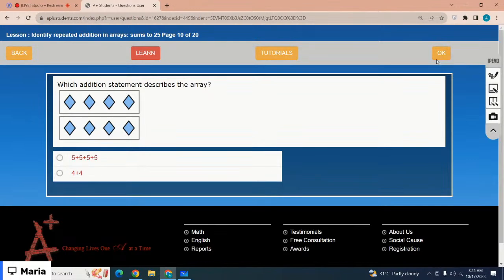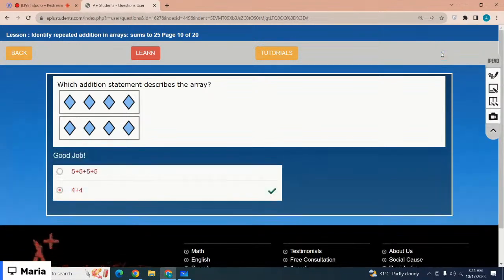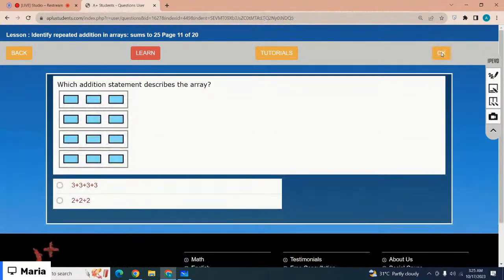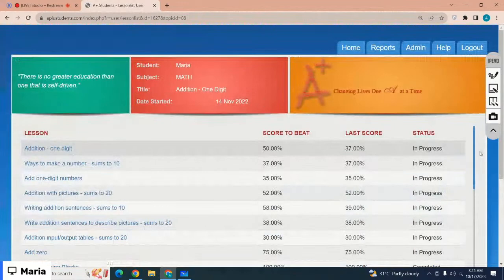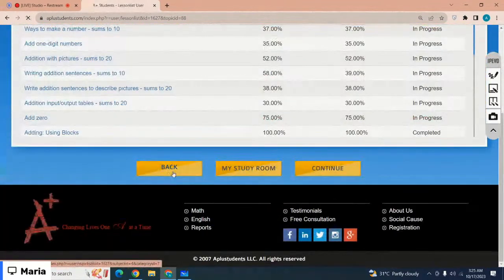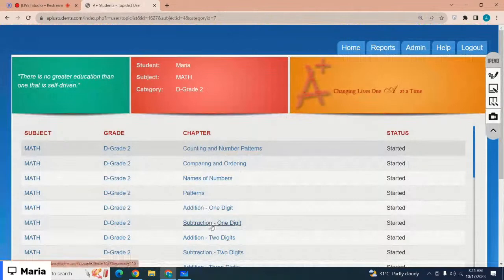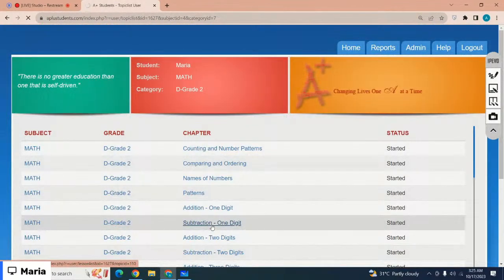Which addition statement describes the array? Which is the correct option? That would be 4 plus 4. The second option is the correct option, right? Okay, we are done with the lesson and also we are done with the chapter. So we're going to start the new chapter. The next chapter is subtraction one digit, right? We have just finished addition one digit. Now we're going to start with subtraction one digit.